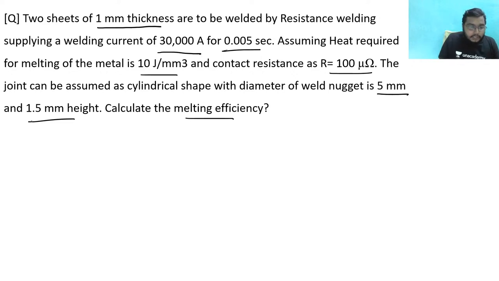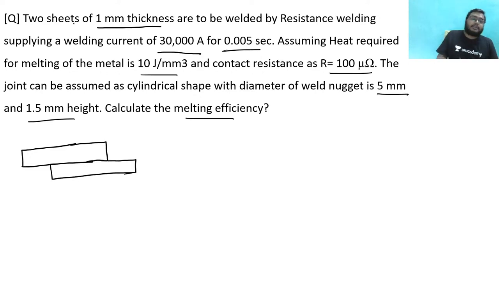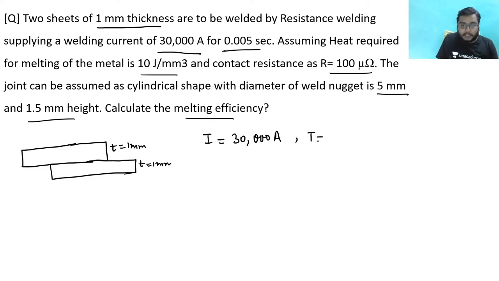So there are two plates, and these two plates are lap jointed. Two sheets of 1 mm thickness, so there is a thickness of 1 mm. Now the current that has been passed is 30,000 ampere. It is passed for time 0.005 seconds. Assuming the heat required for melting is 10 joule per mm cube, so HM is given as 10 joule per mm cube. So again it is given per volume, so definitely you have to multiply it by the volume and you will be getting the HM in joules, clear.